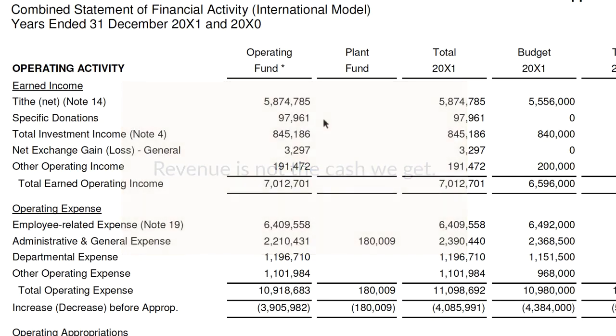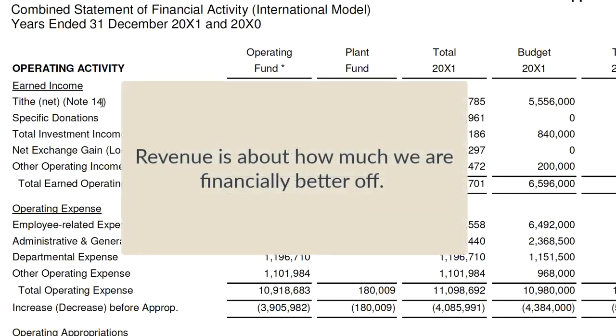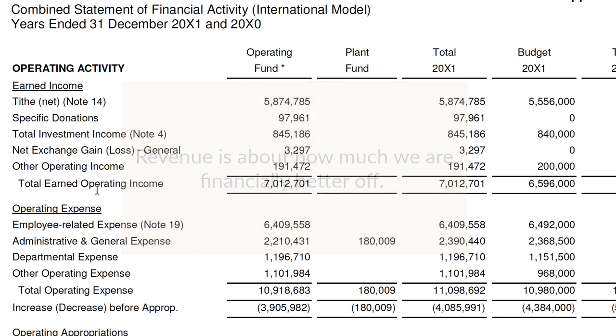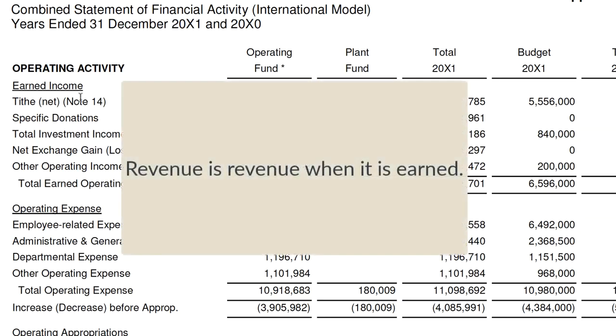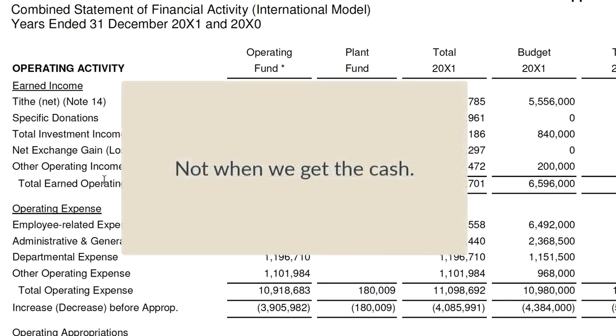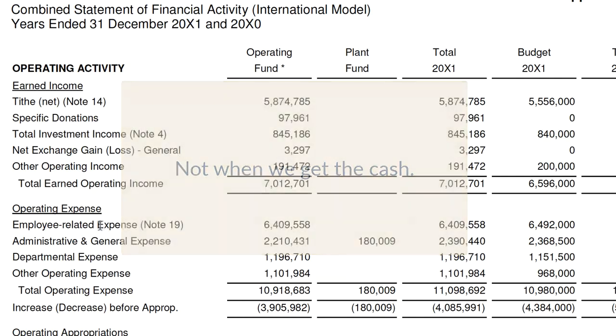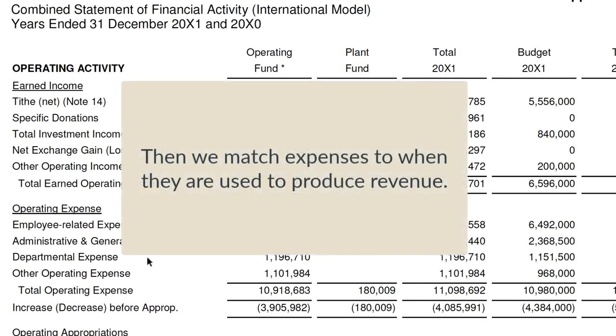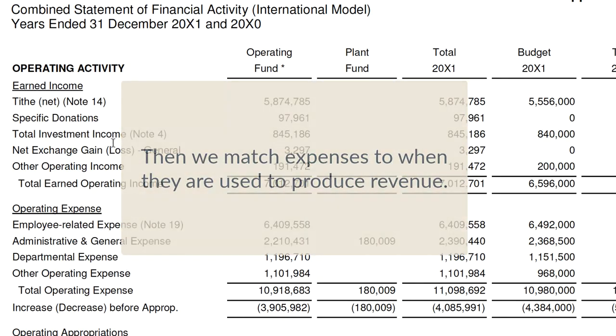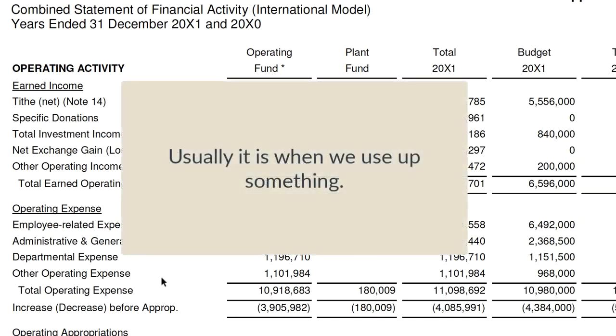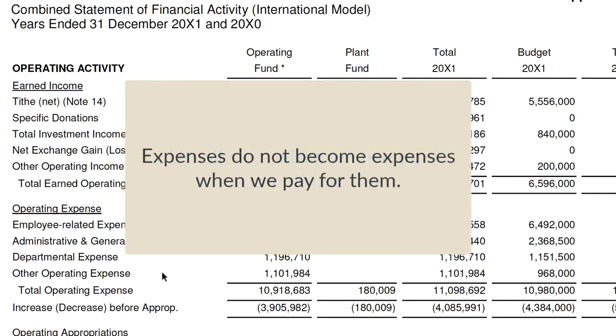Accrual accounting says we are going to record revenue as it is earned, not as it is collected. And we're going to match expenses to that revenue. Basically, we are going to record expenses when we use up something, slightly different than when we paid for it.